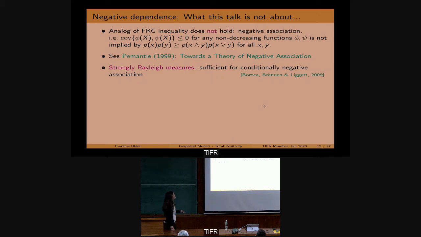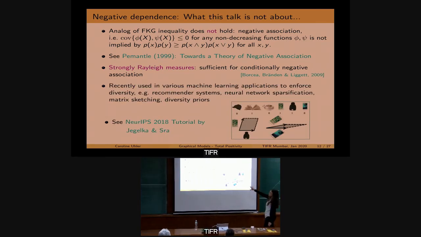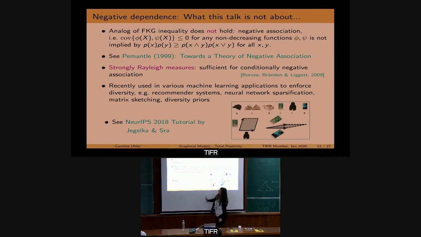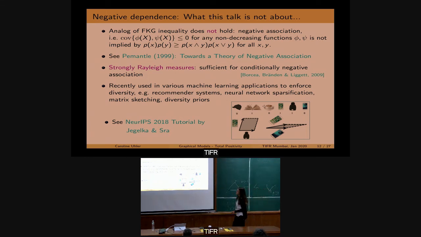The right notion is this, and it has actually been found very, very recently. In 2009, it was found what it actually is. It's strongly Rayleigh measures. And these have also been applied in machine learning recently. There's a really nice tutorial by Stefanie Jegelka and Suvrit Sra that you can look at. It's a NeurIPS tutorial from last year.